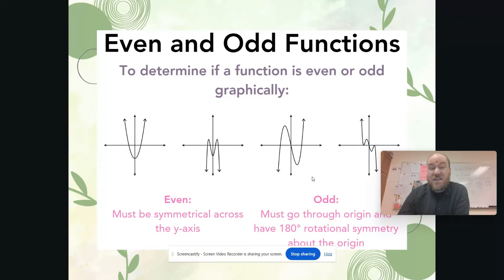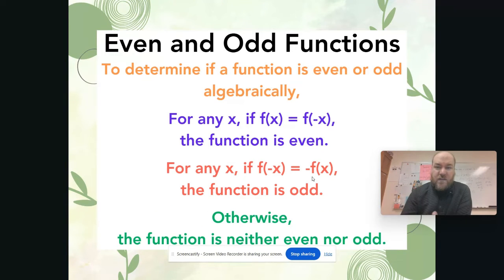Now, functions can be neither even nor odd, and if that's the case, then neither of these things are true. It doesn't have reflectional symmetry across the y-axis, and it doesn't have rotational symmetry 180 degrees around the origin. It's impossible for them to be both, but it is possible for them to be neither. Now, if they do not give you a graph, there's all these rules, which are a little complicated. I'll leave them on the screen here for a second, but then I'm just going to show you an example here.